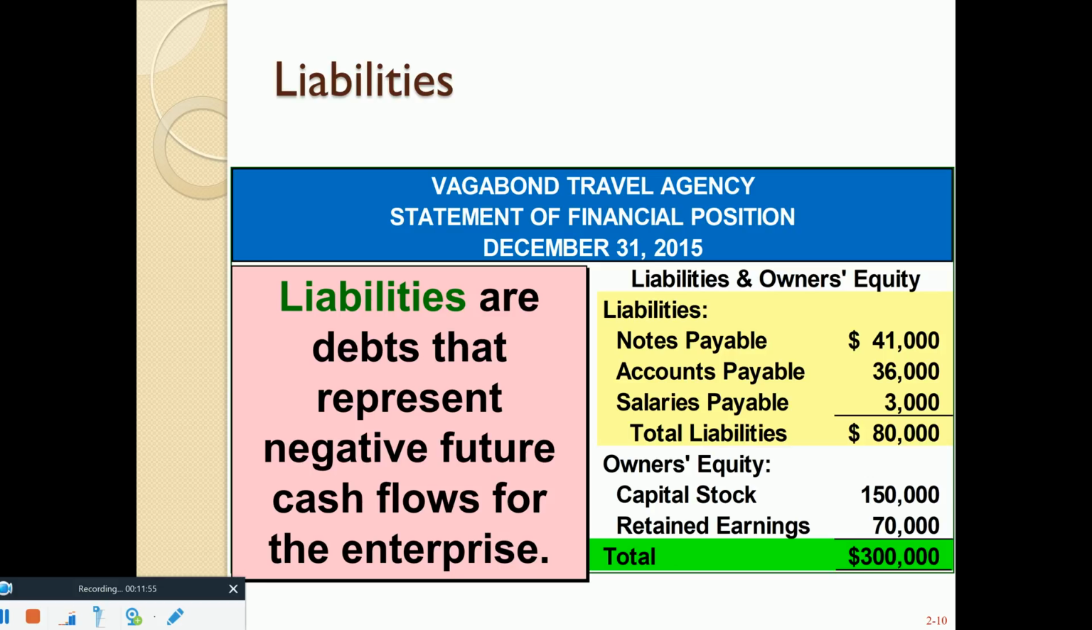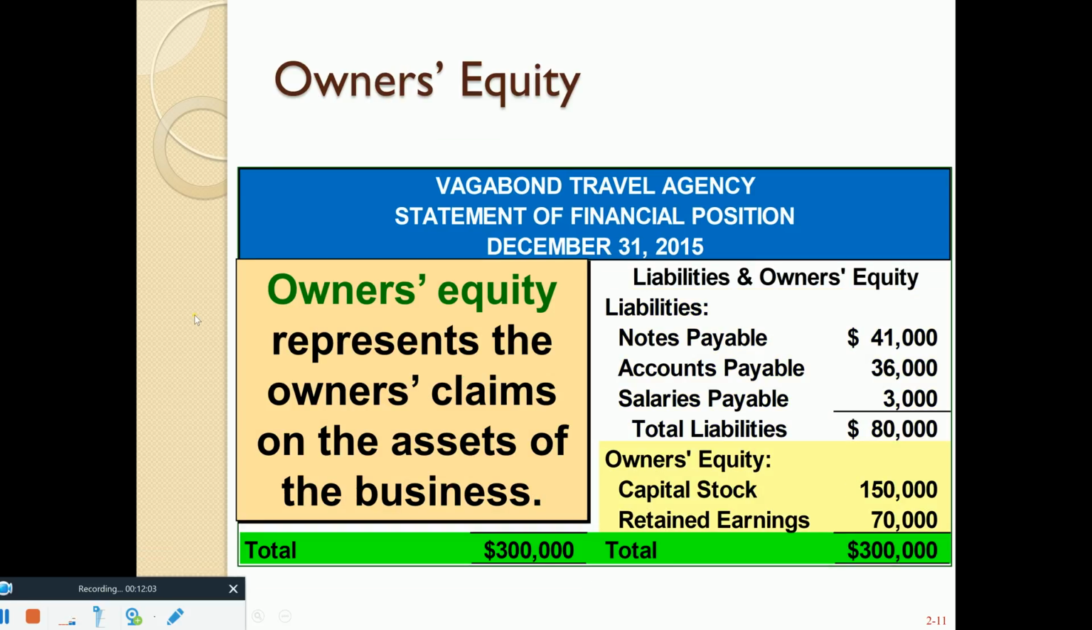Okay. Liabilities, now we're on the right side of the balance sheet. The liabilities are the debts of the organization. And debts represent negative future cash flows. And then the leftover is the equity. Equity represents the owner's claims on the net assets of the business. And like I said, the assets less the liabilities, that's the equity. It's the leftover.